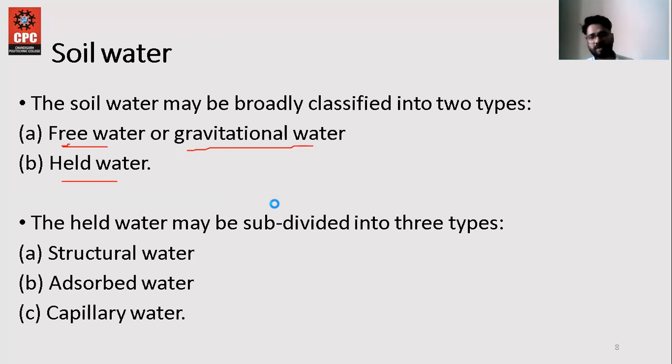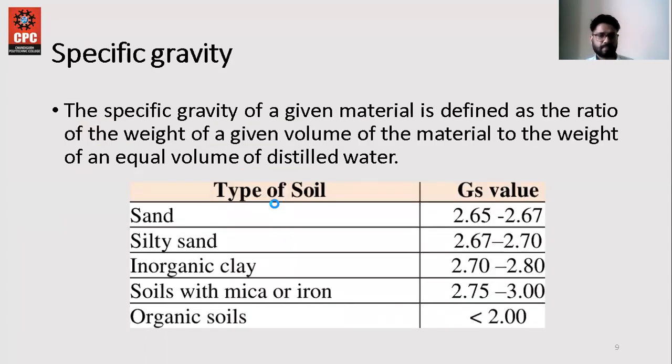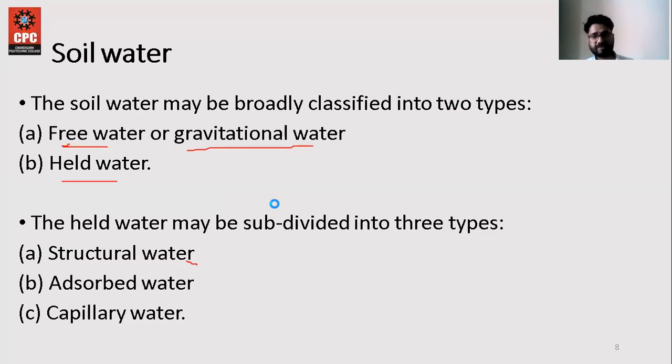Held water is the part of the water held in the soil pores by some forces existing within the pores, and that water is not free to move under the influence of gravity, as in the case of free water. Held water may be subdivided into three types. The first type is structured water. Structured water is the water which is chemically combined in the crystal structure of the soil.